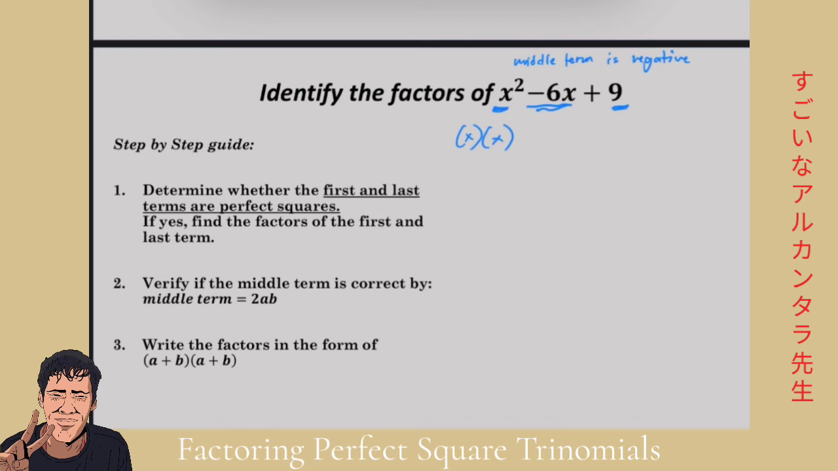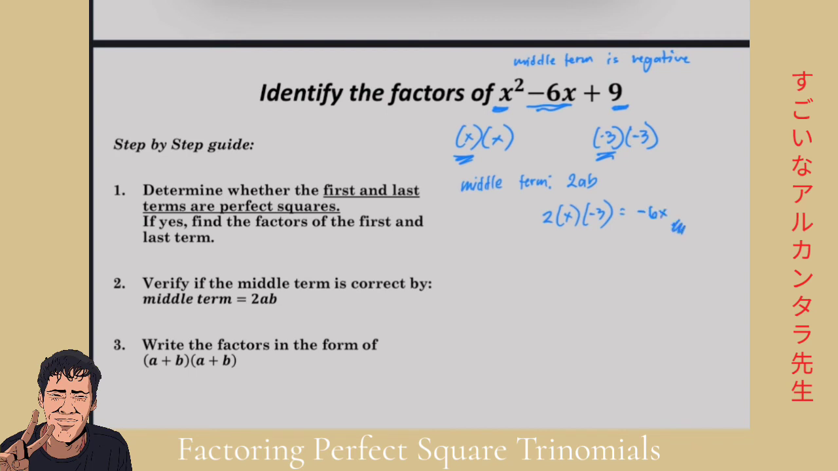Therefore, we can say that the perfect square factors of this 9 right here are negative 3 and negative 3. Negative times negative will give us positive. And if you do the formula for the middle term, 2ab, just choose 1 yet again, 2 times x times negative 3. 2 times x is 2x. 2x times negative 3, that's negative 6x.